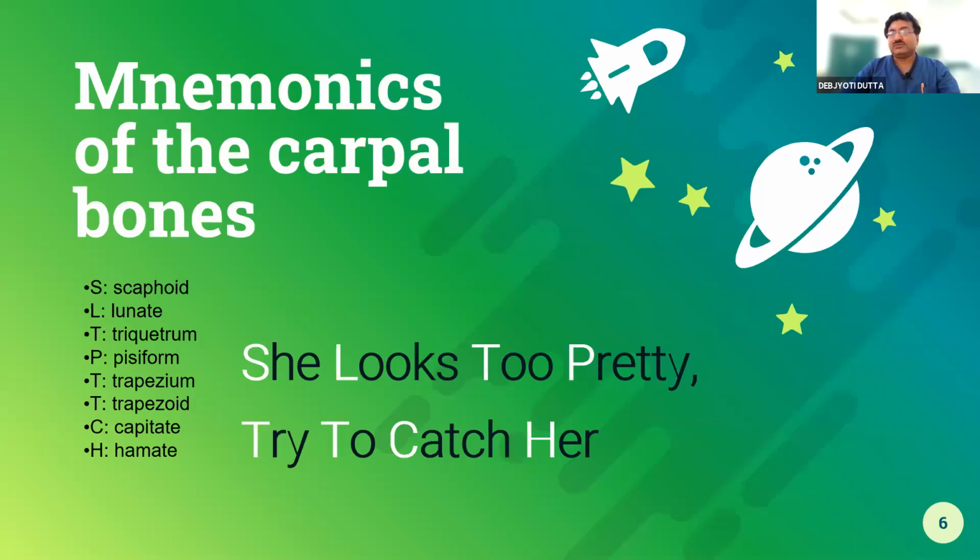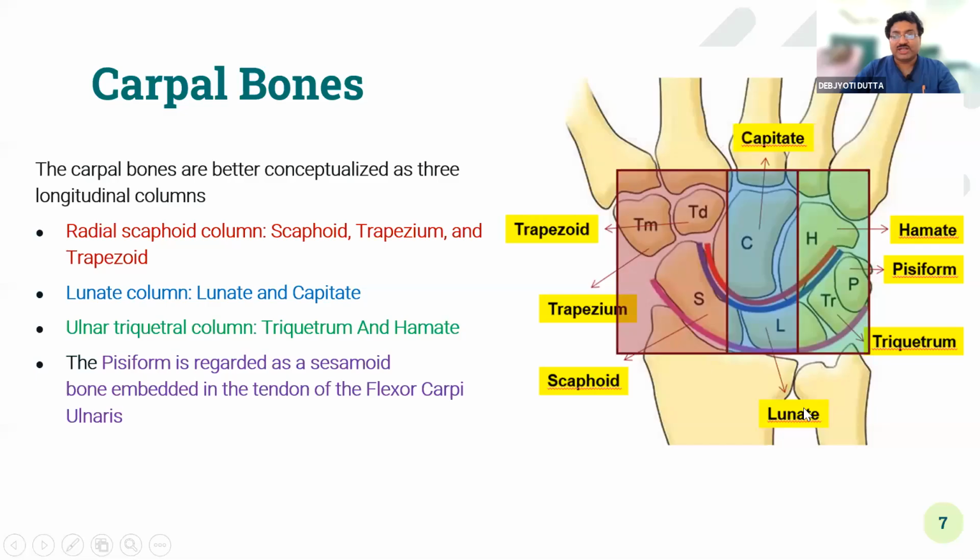Now, this is a very common thing you know from your undergraduate days. She looks too pretty, try to catch her. Or you can say she likes to play, try to catch her. Okay, anyway. So scaphoid, lunate, triquetrum, pisiform, trapezium, trapezoid, capitate, hamate. So this order should be remembered.